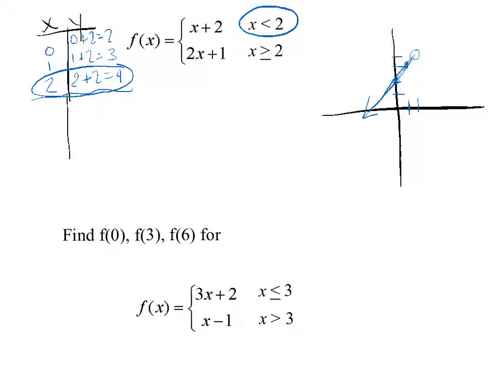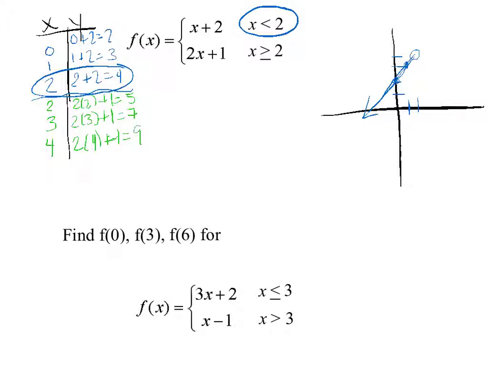Okay, now for the other side of the equation, we have our bottom one, and this one is saying x is bigger than or equal to 2. So I plug in 2 to the bottom equation, and I get 5, and then plug in 3, 7, and then plug in 4, plus 1 equals 9.